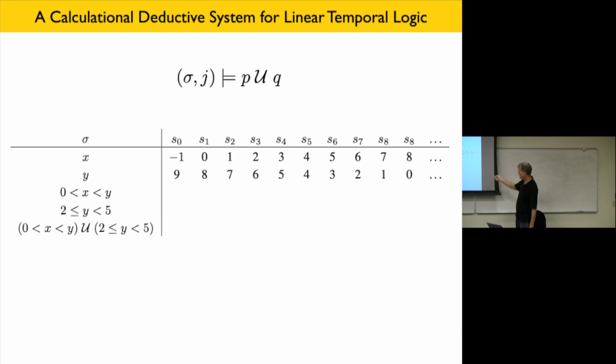S what to S what? Strictly greater than. S2 to S4, is that right? So what will the letters be? False, false, true, true, true, false, false, false. Are you with me? Is everybody clear on that? Now what about the letters for 2 less than or equal to y less than 5? So what will that be?